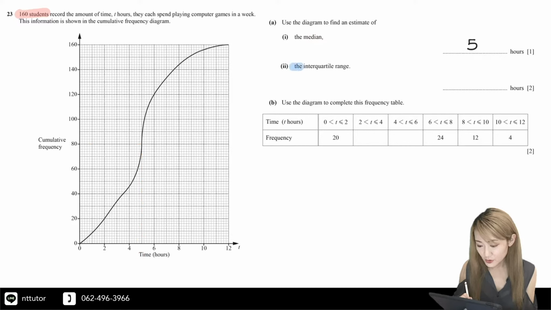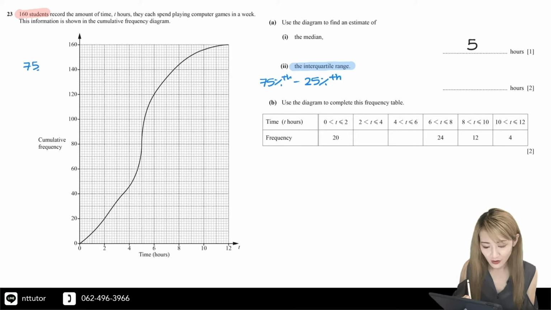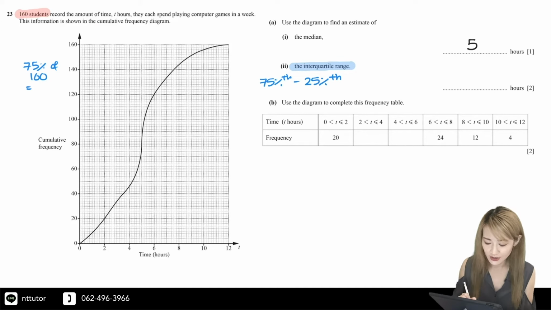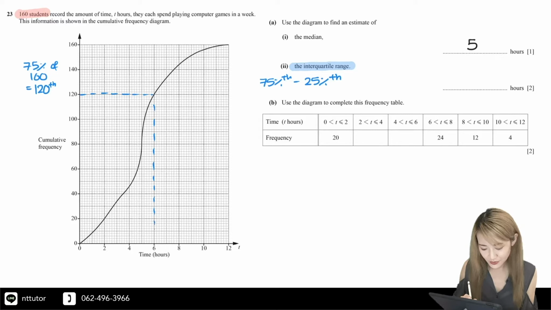2. The interquartile range. The interquartile range is the difference between the 75th percentile minus the 25th percentile. The 75th percentile, we're trying to find 75% of the total of 160 students. That will give 120. So the 75th percentile is at 120, so we go to 120 on the cumulative frequency. It corresponds to the time of 6 hours.